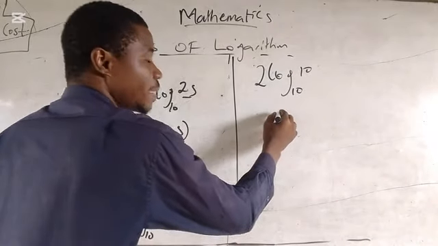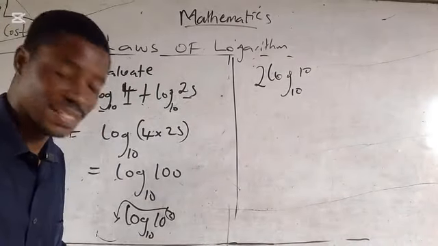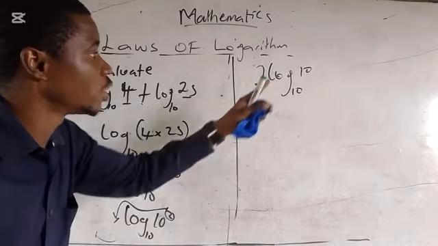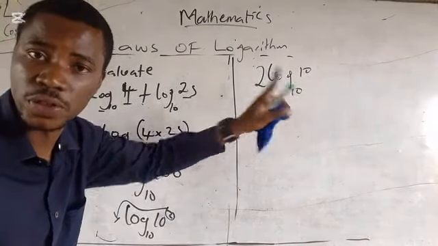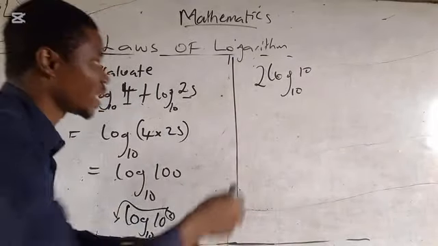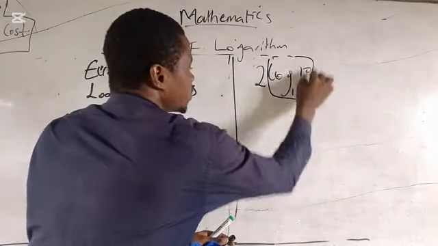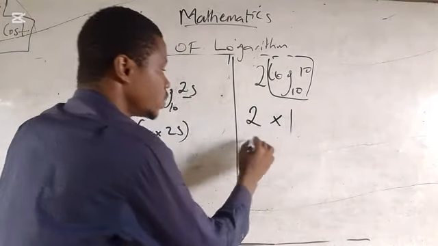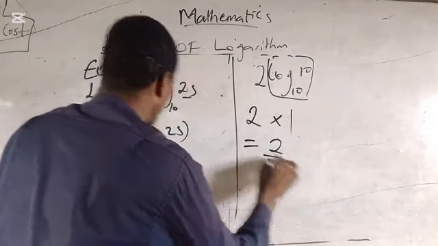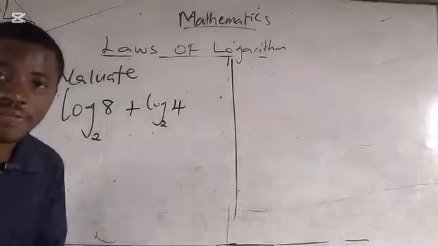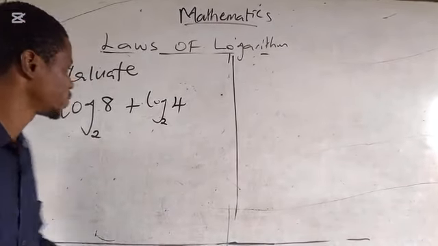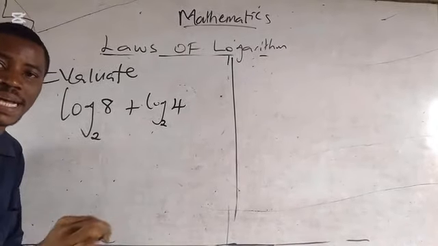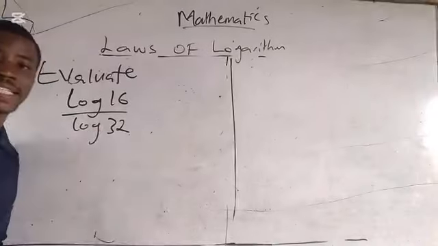Remember the law that also says that logarithm to its own base is 1. Since logarithm to its own base is 1, the whole of this equals 1. So I have 2 times 1, which equals 2. So the solution to this problem is 2. If you understand the first example I did, I want you to solve this and put your answer in the comment section. Here's another example before us.